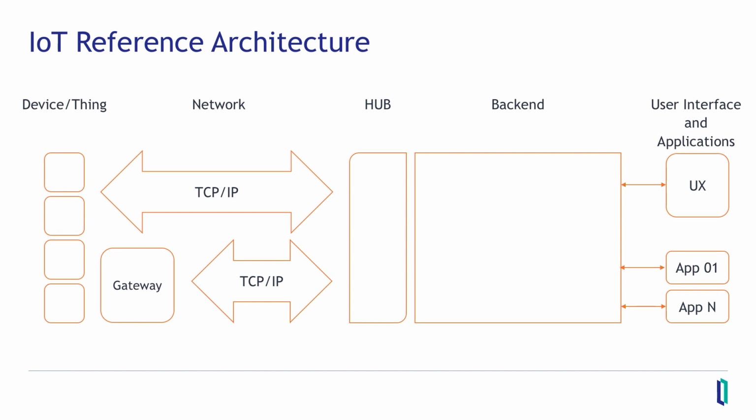But at the end of the day, you have a device that is connected one way or another to the cloud, to the hub, to the backend, right? And this component that you might need to use to TCP/IP enable this device, if you can use this term, is called a gateway. Then you have a hub.